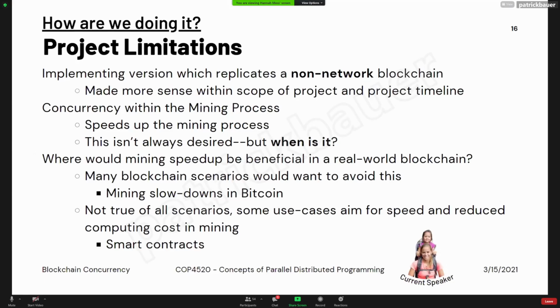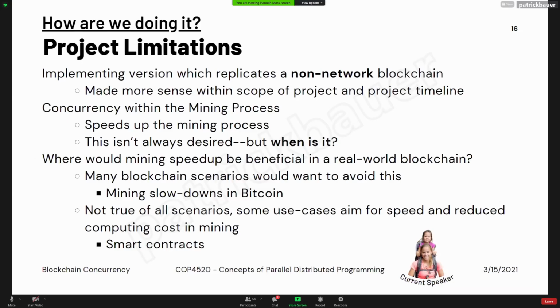We do have some project limitations. So we are creating a specifically educational blockchain. While it does use aspects of Bitcoin, it does not follow Bitcoin exactly. So for example, we are creating a non-network blockchain. This means it's not peer-to-peer. So nodes or blocks, if you will, in our blockchain are not created on separate machines, right? Only one machine creates all of the blocks.